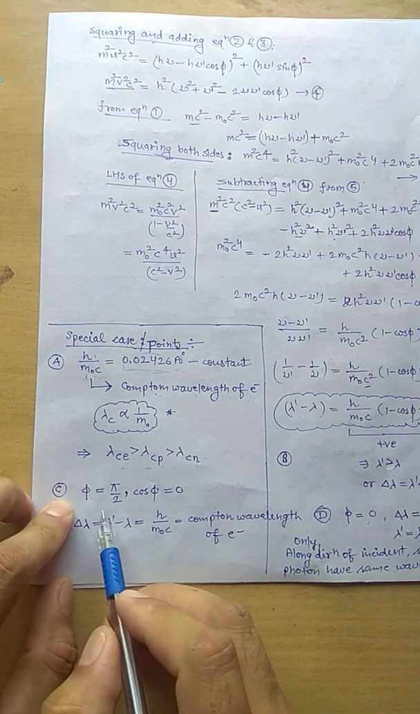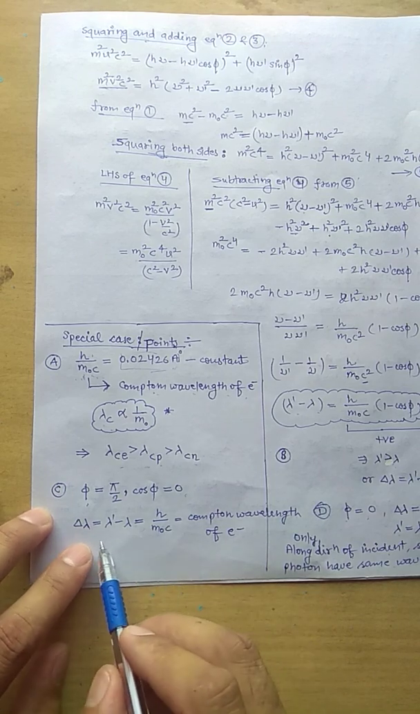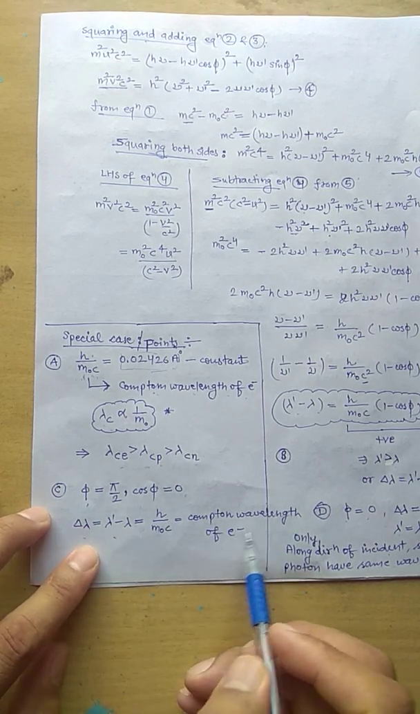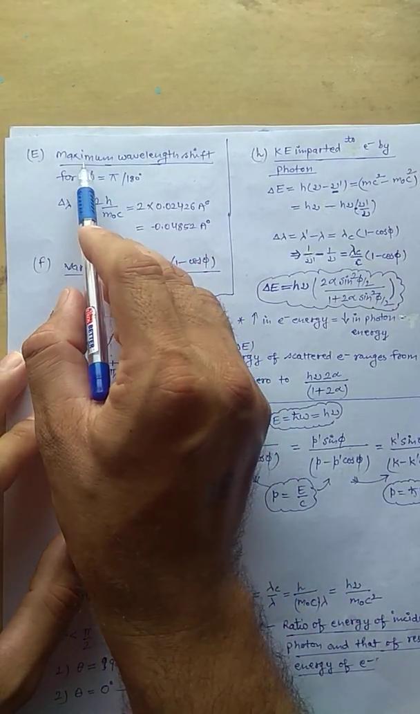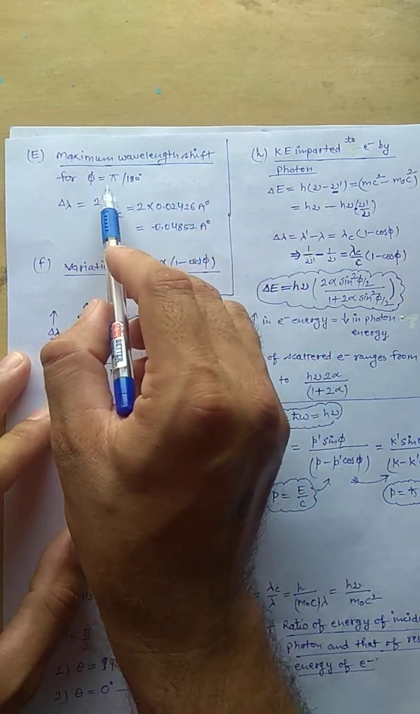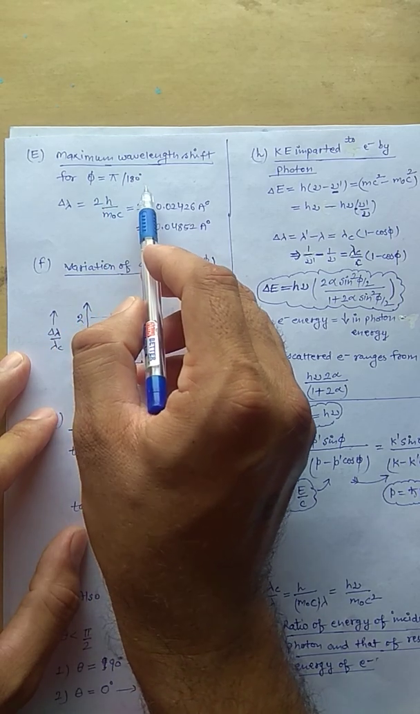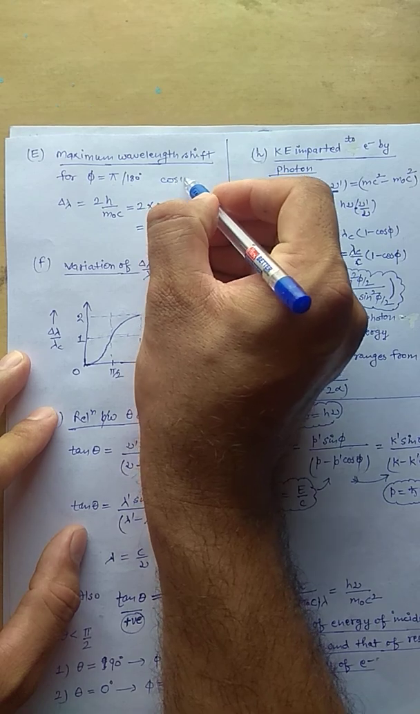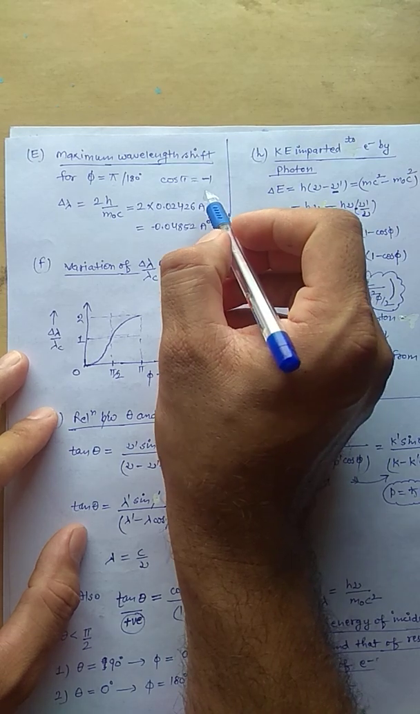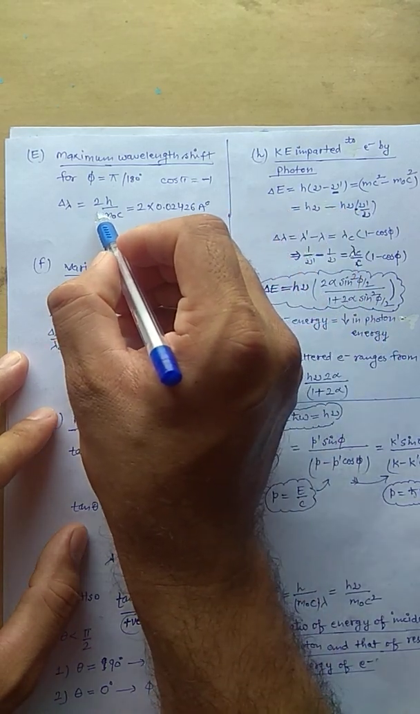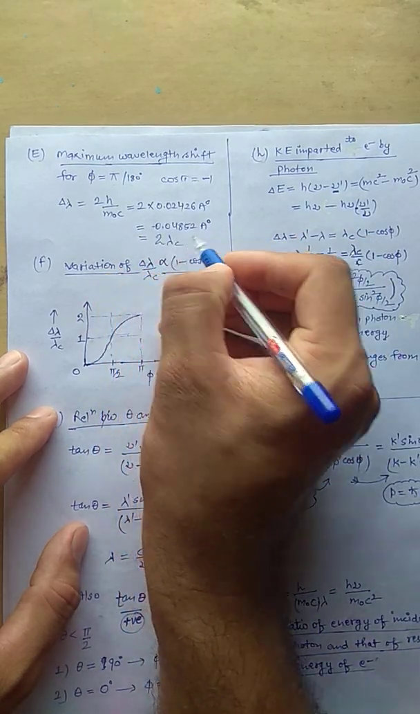Okay, and the third case is phi equal to pi by 2. So in this case, cos phi will be equal to 0, and from here the shift will be equal to the Compton wavelength of the electron. So class, you see, next we will see the maximum wavelength shift will correspond to angle pi. Okay, so pi is 180 degrees, and cos pi is equal to -1. So if you substitute -1 in the formula, then you will get minus minus plus 1, 2. So here it will be twice the Compton wavelength, or you can write this as twice lambda c.